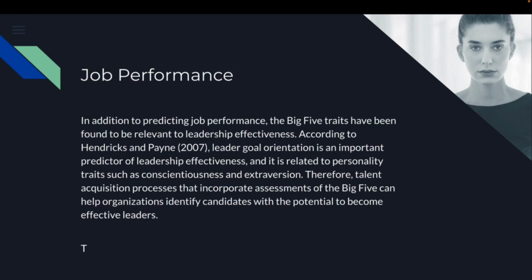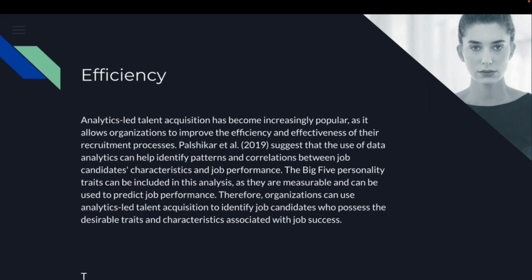In addition to predicting job performance, the Big Five traits have been found to be relevant to leadership effectiveness. According to Hendricks and Payne, leaders' goal orientation is an important predictor of leadership effectiveness, and it is related to personality traits such as conscientiousness and extroversion. Therefore, a talent acquisition process that incorporates assessment of the Big Five can help organizations identify talent with the potential to become effective leaders. And analytics-led talent acquisition has become increasingly popular as it allows organizations to improve the efficiency and effectiveness of their recruitment process.